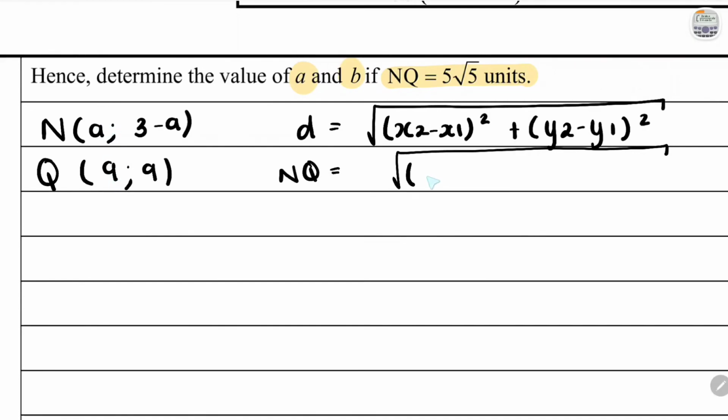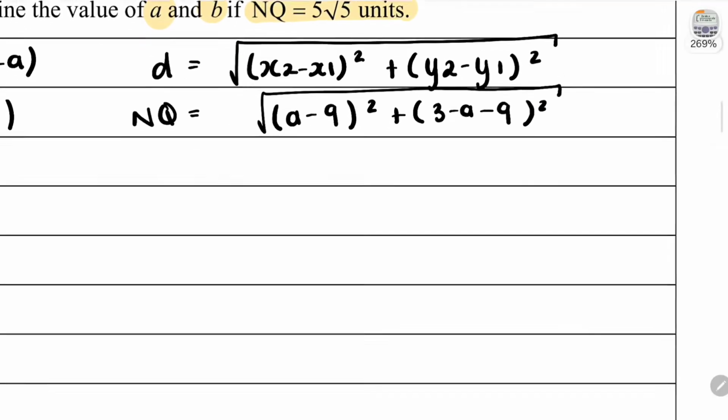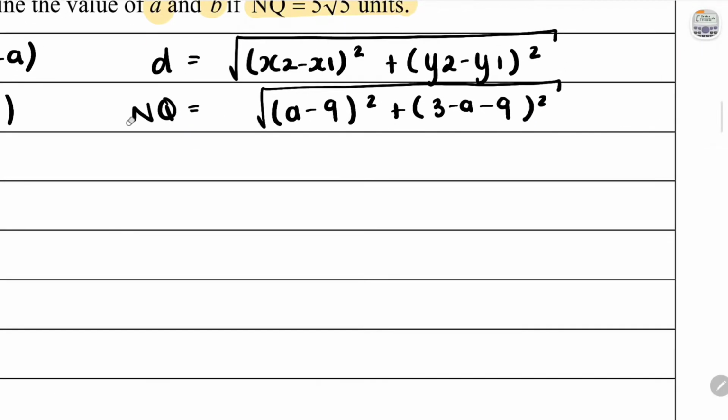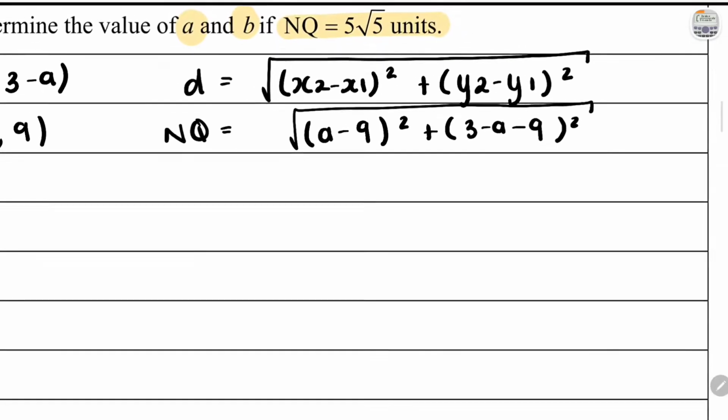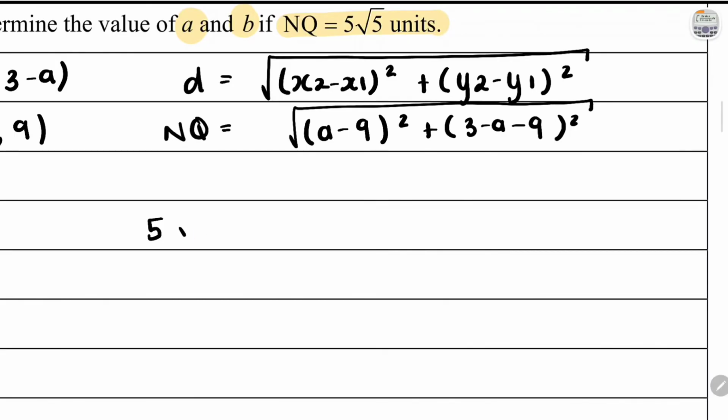So we'll say top minus bottom. So that's (a - 9) all squared plus (3 - a - 9) all squared. Okay, so this is what we have. And we know the length of NQ, so we're going to substitute in place of NQ, we'll say 5 square root 5 units.